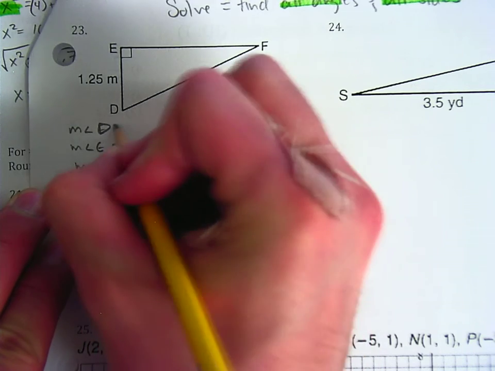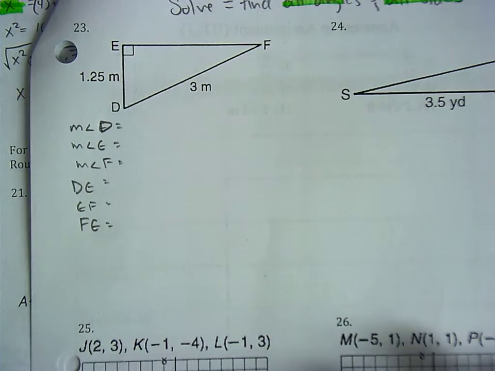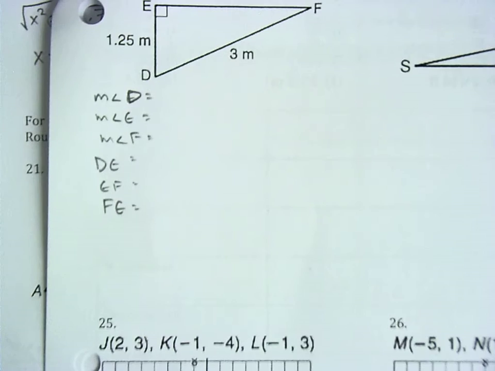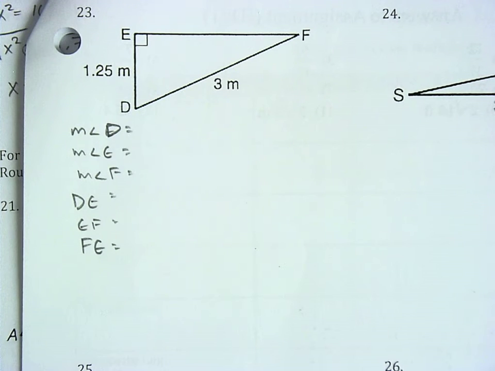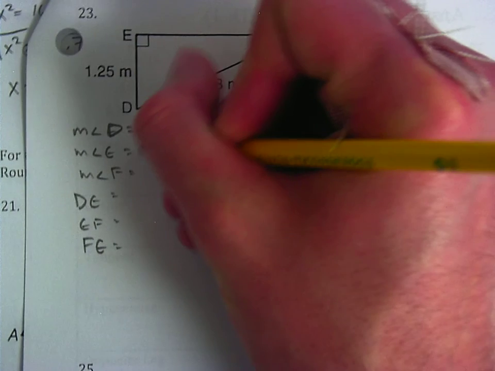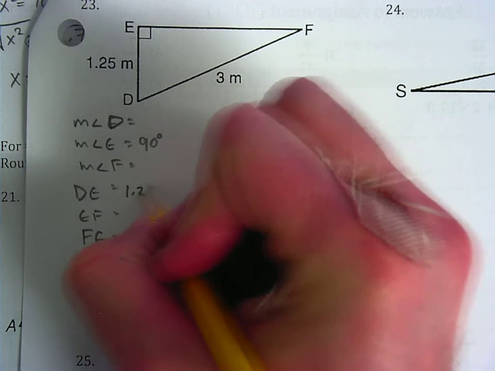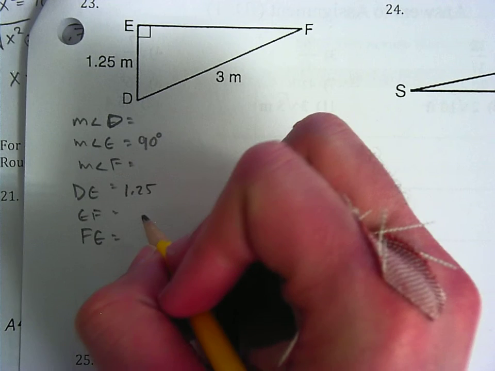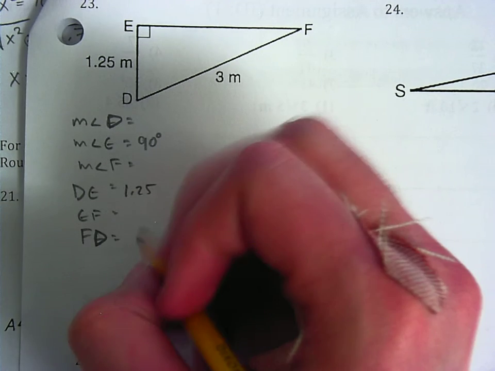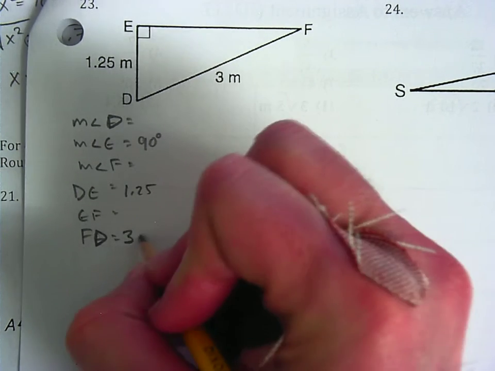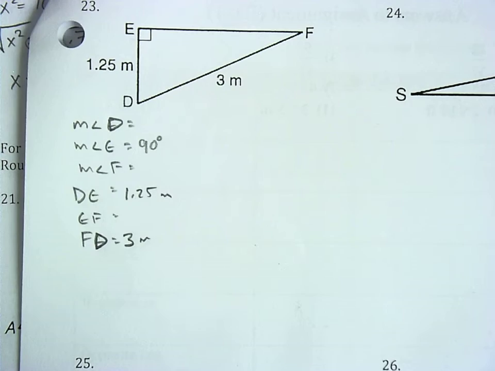Remember, for me, I just put them in that order because it's alphabetical. There's no other rhyme or reason to it. But we notice something vastly different about this triangle. We still have the 90-degree angle, which is E. We still have some sides, so DE is 1.25 and FD is 3. But we notice we have two sides and we don't have any angles.